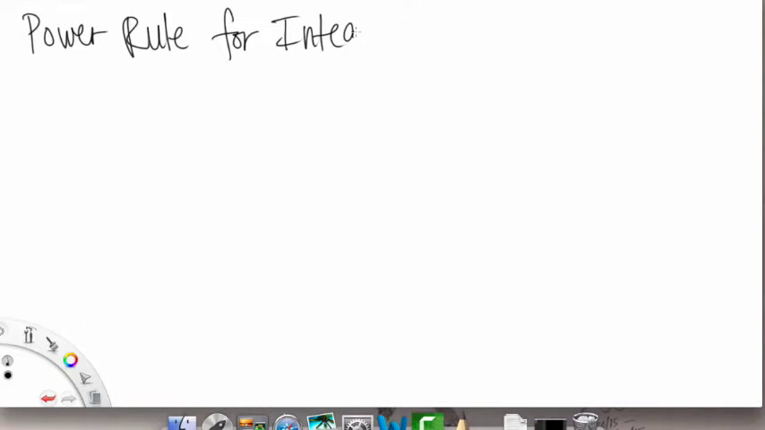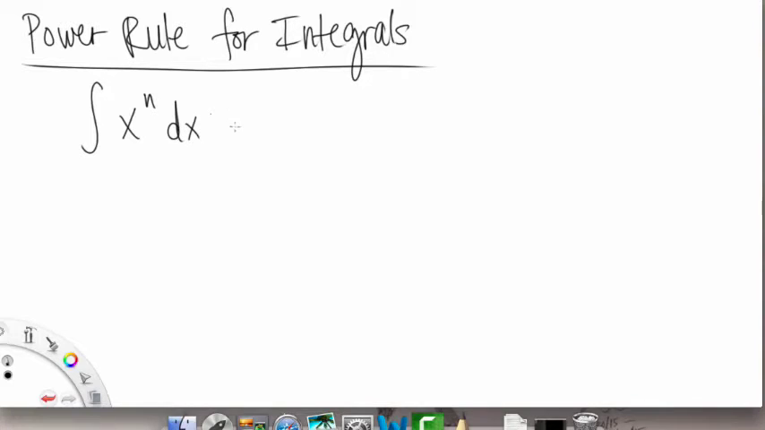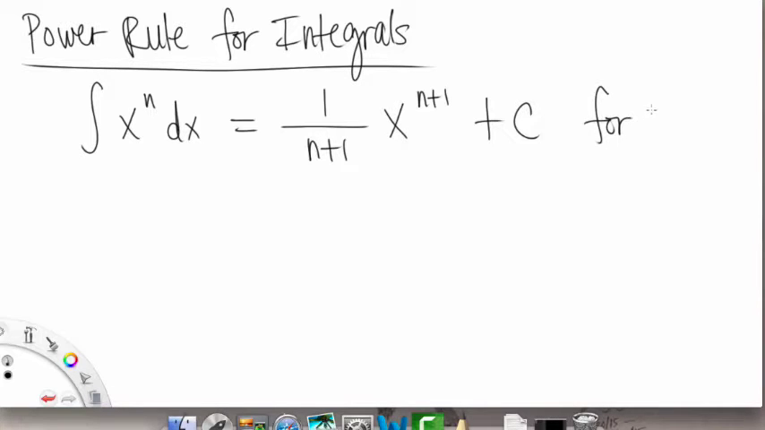Alright, some of these cases of integration can be evaluated by reversing our differentiation rules. For example, here's the power rule, rewritten for integrals. Let's say we start with x to the n and want to integrate it with respect to x. This gives us 1 over n plus 1 times x to the n plus 1, plus c, for n not equal to negative 1, because we don't want a 0 on the bottom. You can always check this by differentiating.